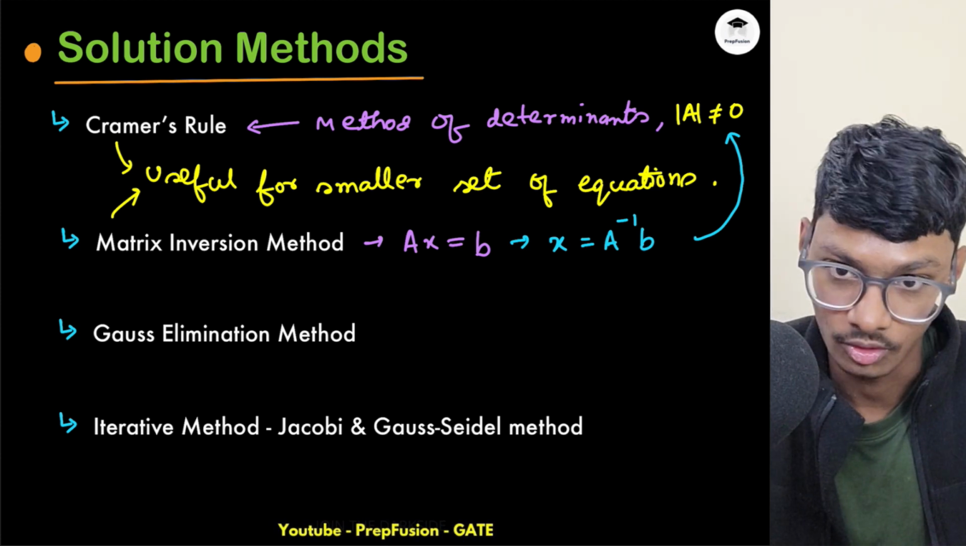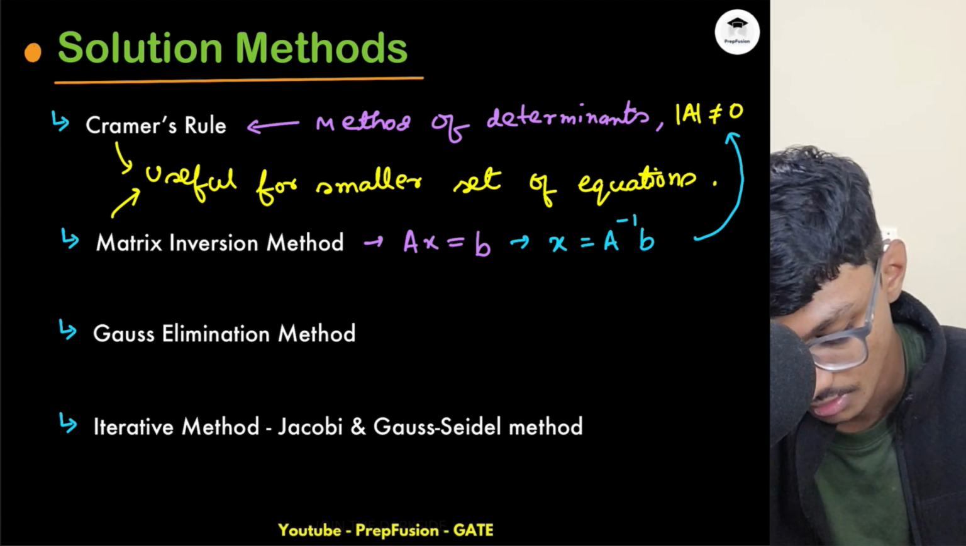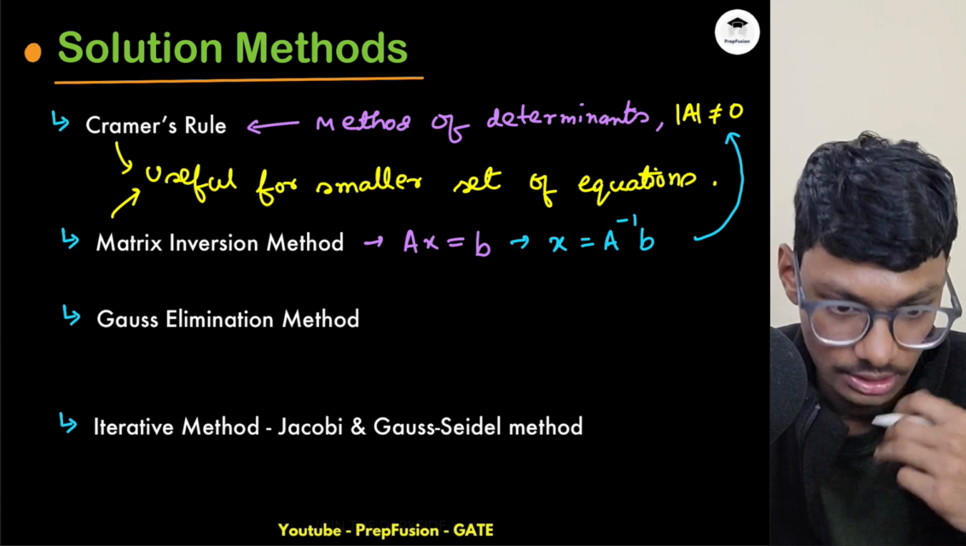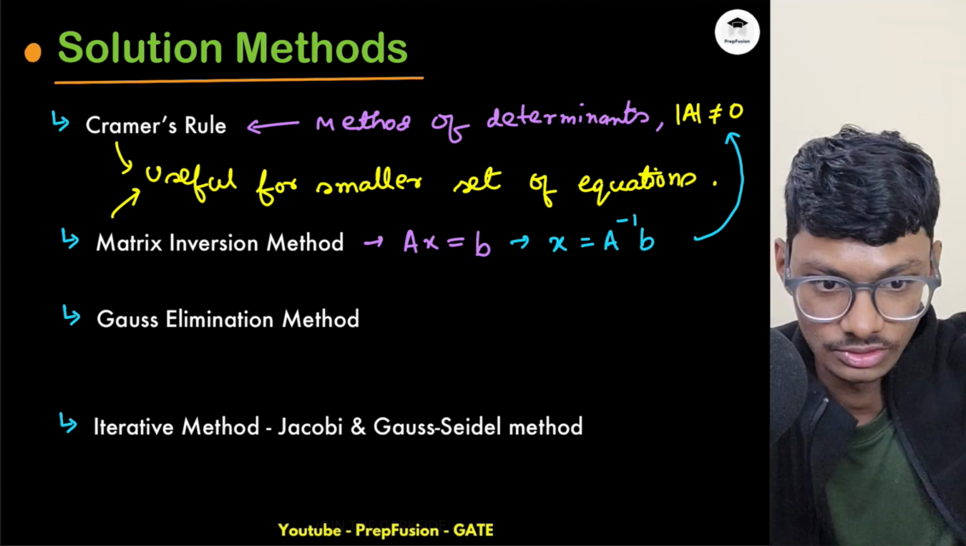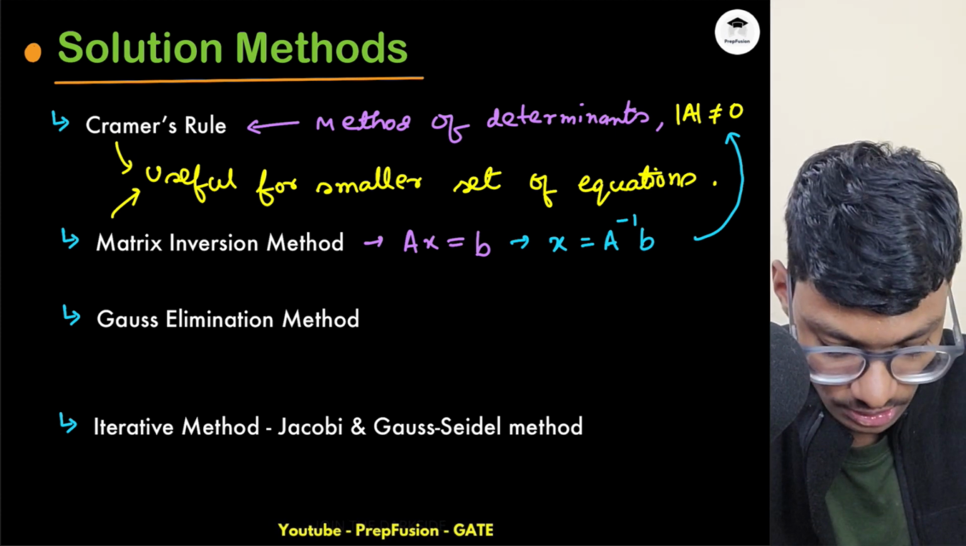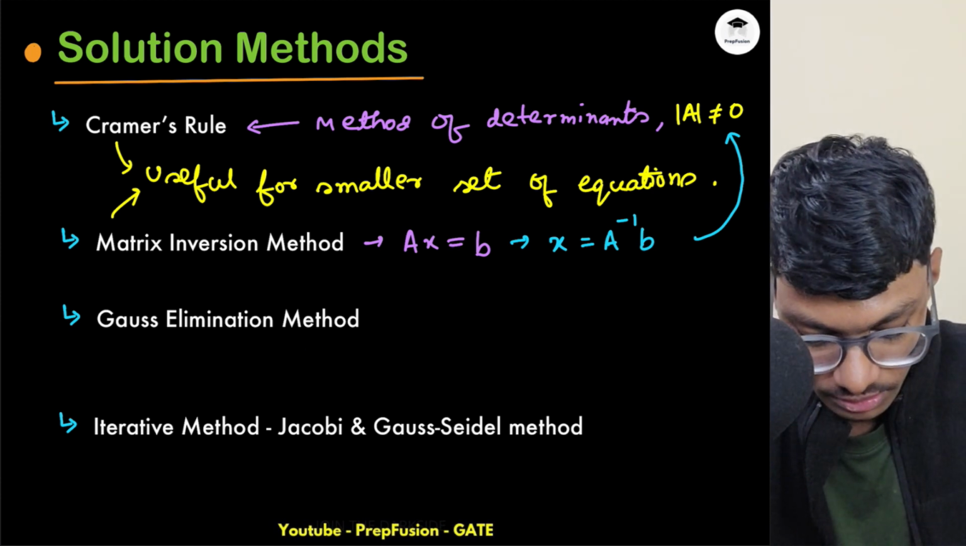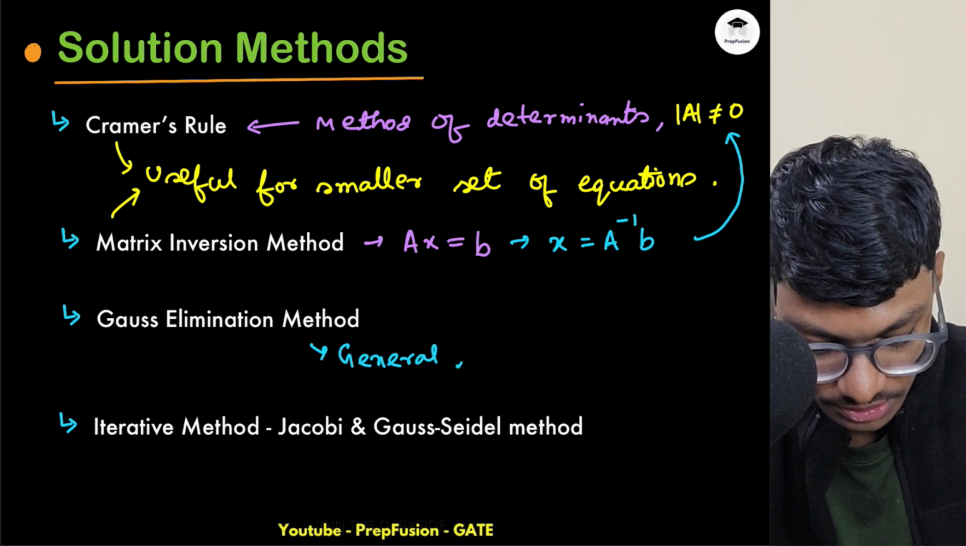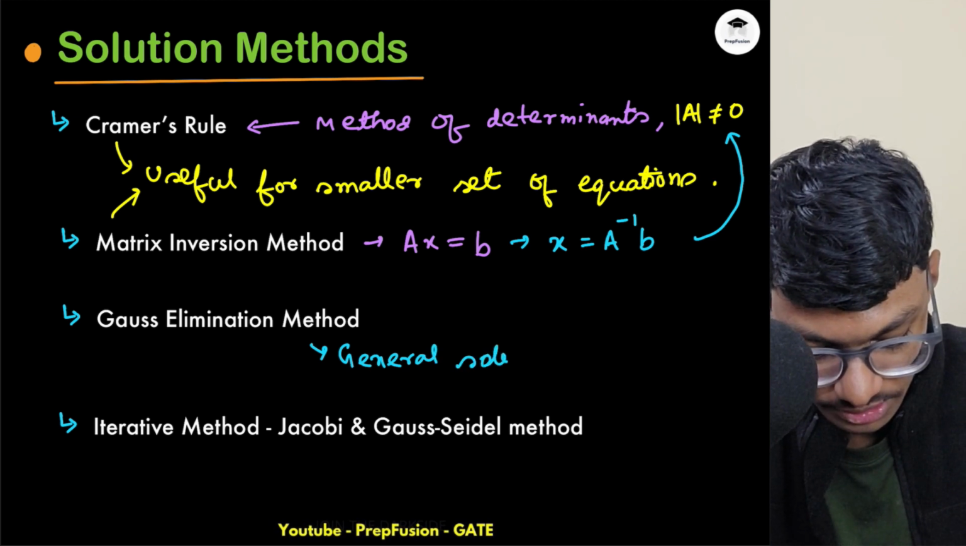Next is the Gauss elimination method. This is very useful, and it can be used for larger matrices also. Here this also gives us information about the general solution. What is general solution, we'll understand later on.